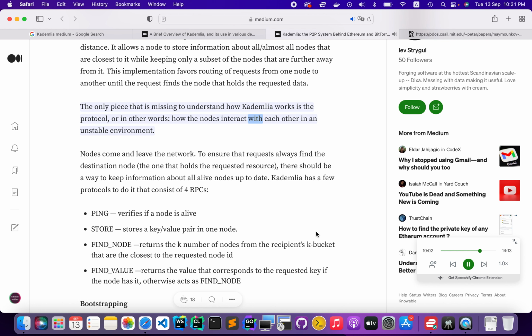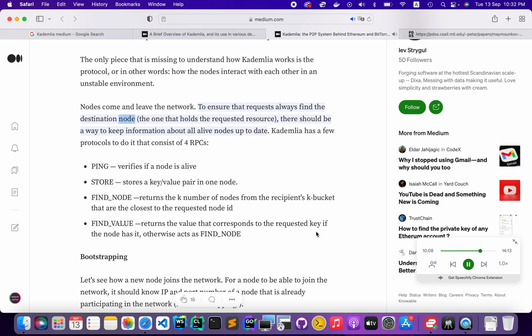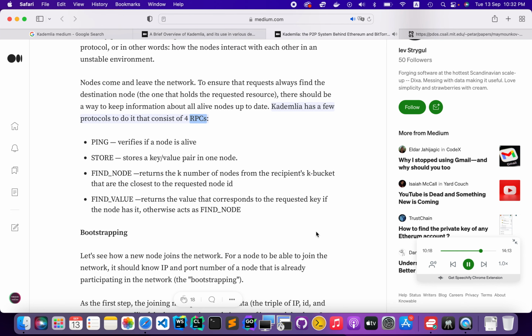The only piece that is missing to understand how Kademlia works is the protocol, or in other words, how the nodes interact with each other in an unstable environment. Nodes come and leave the network. To ensure that requests always find the destination node, the one that holds the requested resource, there should be a way to keep information about all alive nodes up to date. Kademlia has a few protocols to do it that consist of 4 RPCs.